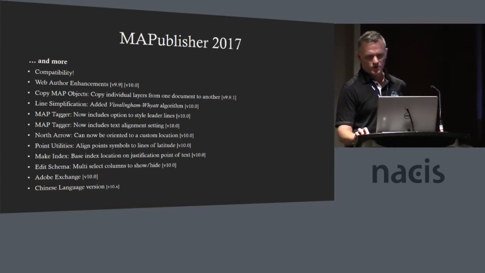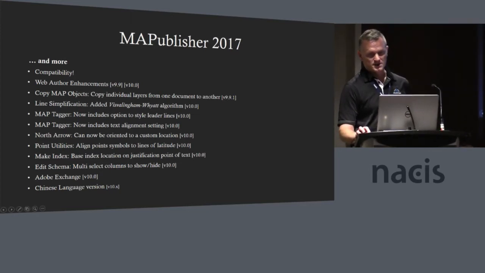We got a request in February from Nat Geo. We put that into 9.9.1, so this enabled you to just bring certain layers from one document into another whilst keeping all of the style sheets, attributes, georeferencing, before you just brought that entire document into a new one. Line simplification, we've added Visvalingam-Whyatt, and I've been practicing that. So that will now be there in version 10 with Douglas-Peucker as a way to simplify your lines. We've done a couple of enhancements into MAPtagger, styling, text alignment settings are all in version 10.